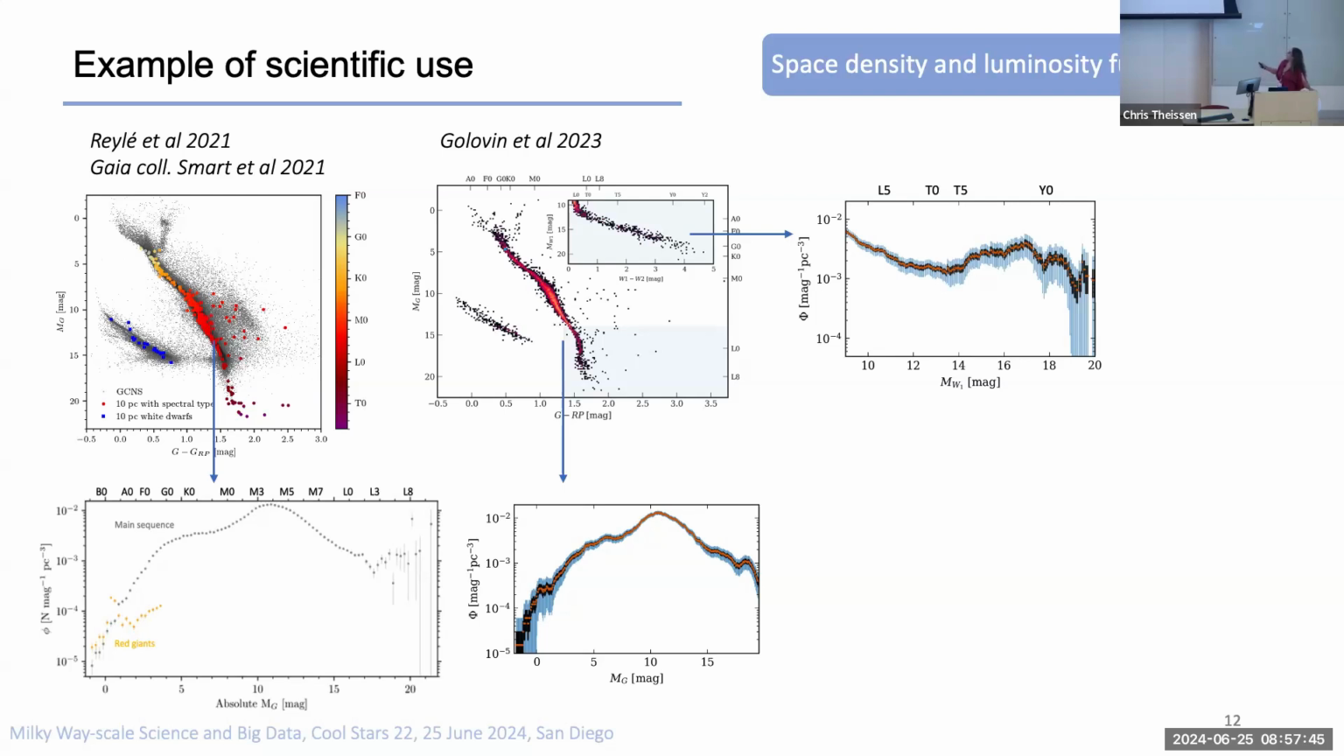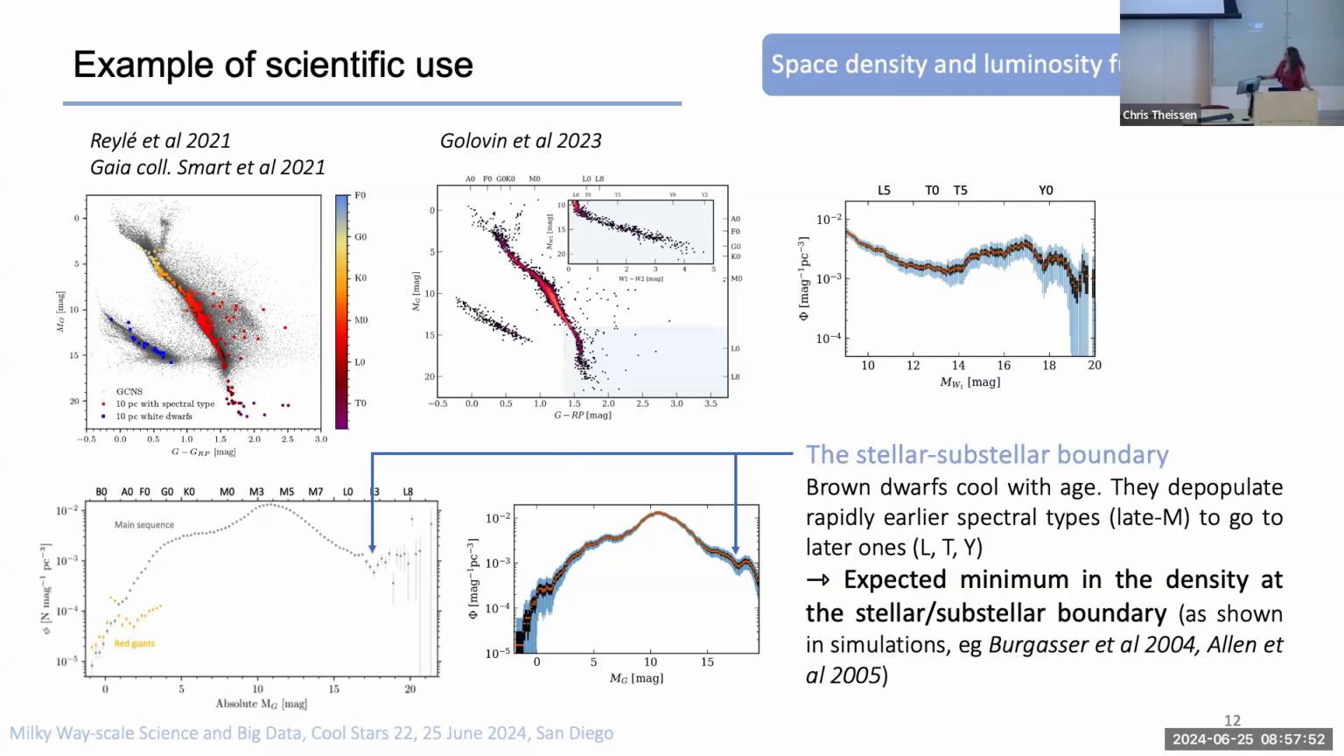And you can see some features that you can believe are significant. In particular, there is this dip here that we explain as being the stellar-substellar boundary in the field, because brown dwarfs cool with age. They will depopulate the earlier spectral types to go to later ones on the right of the diagram. And then we expect a minimum in the density at this boundary, which has been shown some time ago by us in simulations. And for the first time, it's observable, thanks to the high precision of these catalogs.